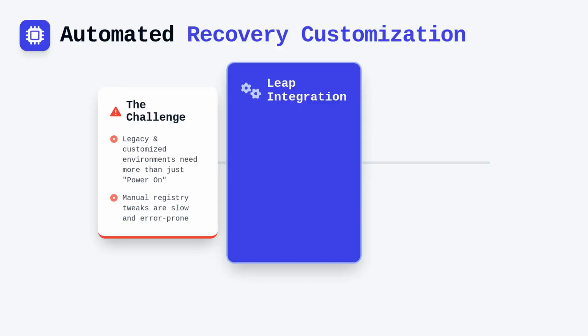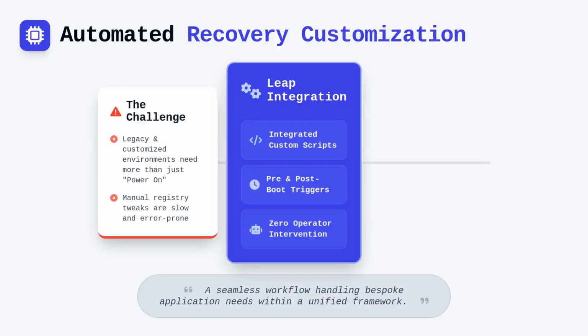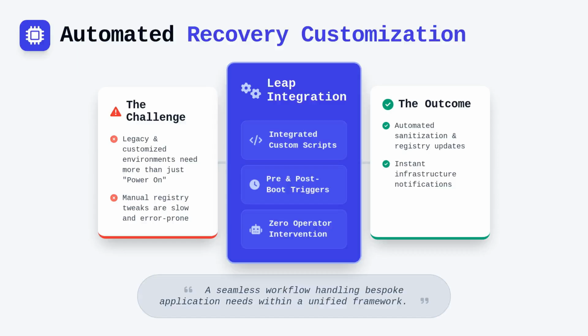Leap allows us to integrate these custom scripts directly into the recovery plan, creating a seamless workflow that executes automatically without operator intervention. These scripts can be triggered at different stages of the plan, providing the flexibility needed to handle bespoke application needs within a unified framework. Having these actions automated ensures that the environment is truly production-ready the moment the failover process completes.